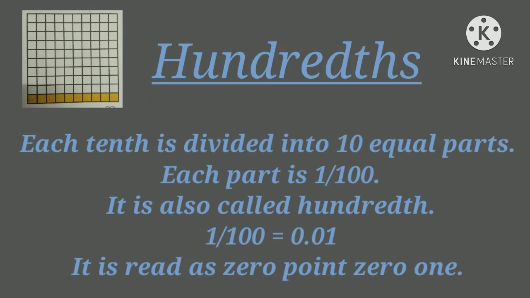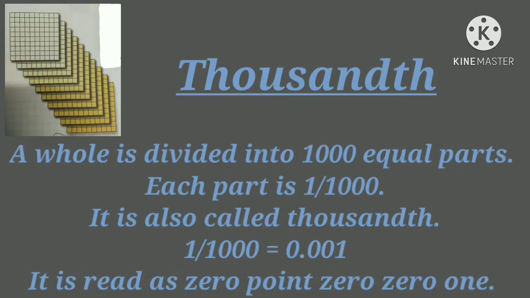Next topic is hundredth. Each tenth is divided into 10 equal parts. Each part is 1 by 100. It is also called hundredth. 1 by 100 is equal to 0.01. It is read as 0.01.